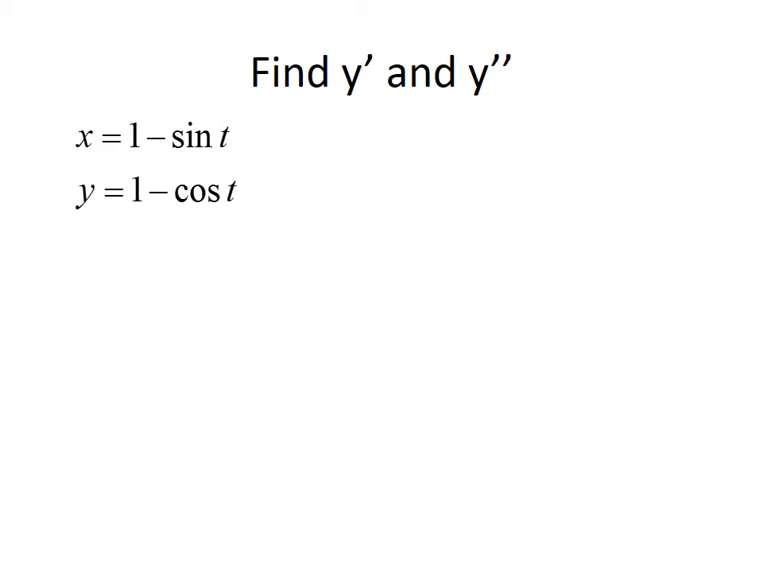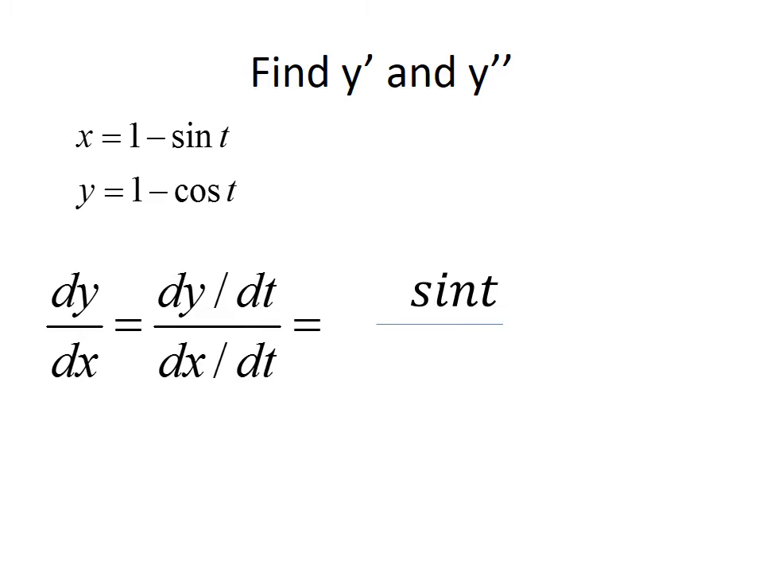So we're going to start by finding y prime and the second derivative of this function. To find the first derivative, we have to find dy/dt. So dy/dt is simply cosine of t, because the derivative of 1 minus cosine t is positive sine t. The derivative of x with respect to t is negative cosine t. We could simplify this and say dy/dx is negative tan t. That is the derivative with respect to x.